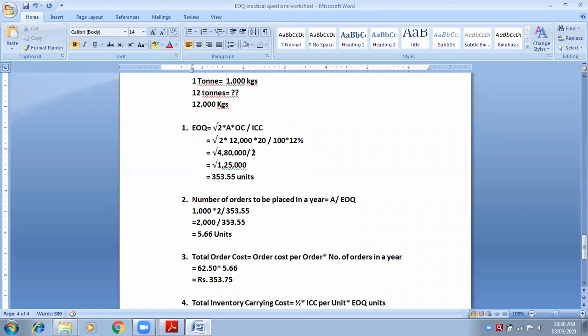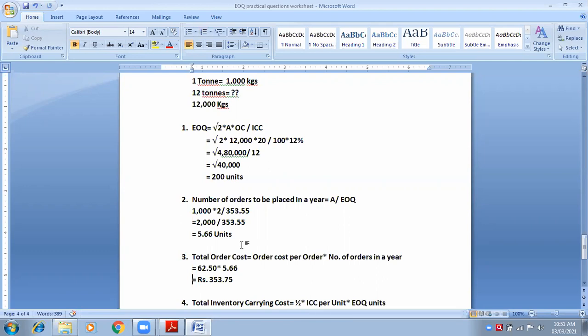100 into 12, then the percentage sign. Under the root, the denominator is 100 into 12 percentage, which is 12. Now tell me, what is 4,80,000 divided by 12? 40,000. What is the square root of 40,000? 200. So 200 units. We have found out the answer of EOQ.